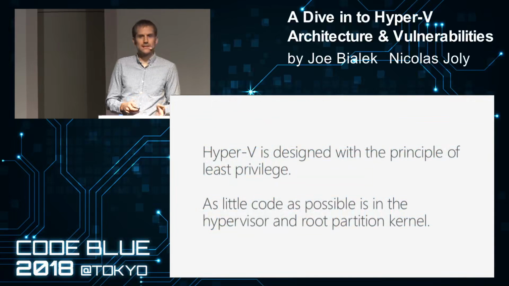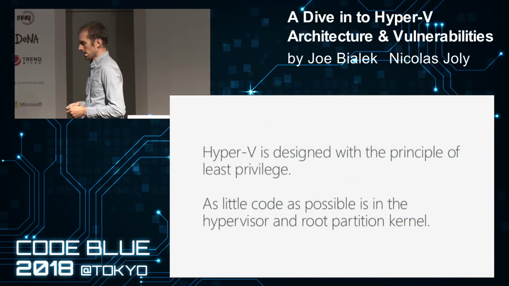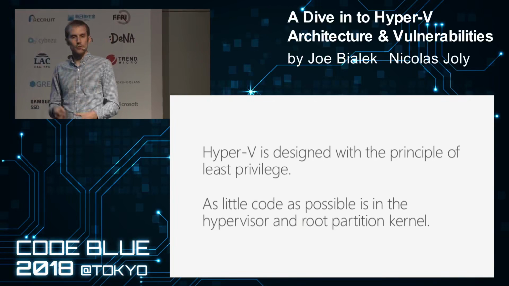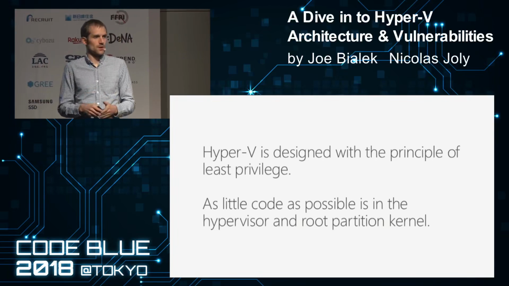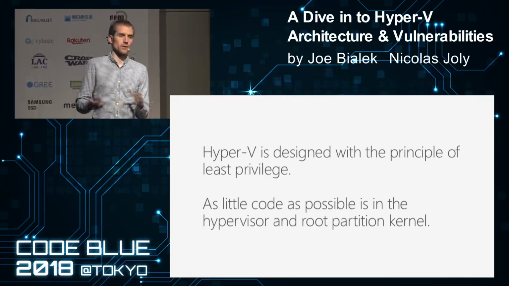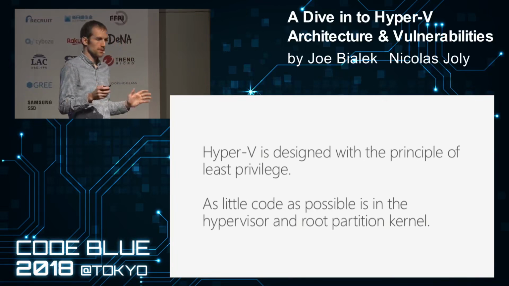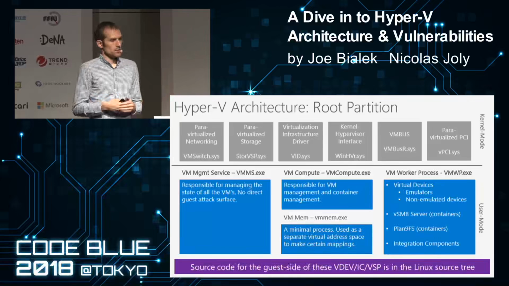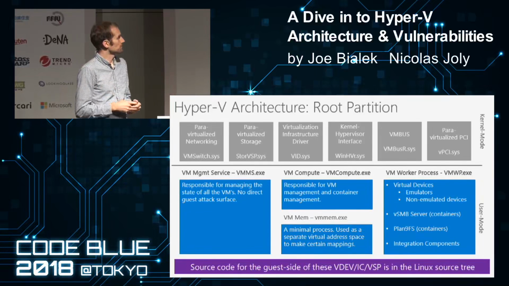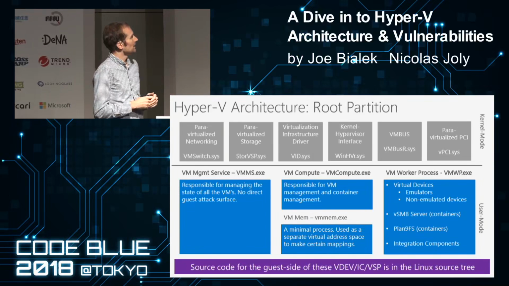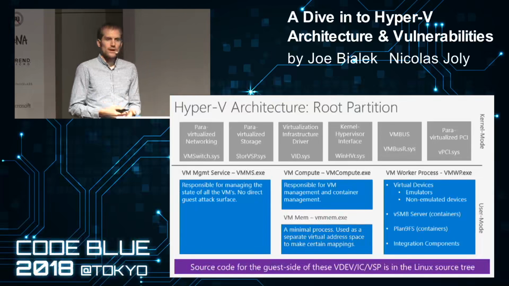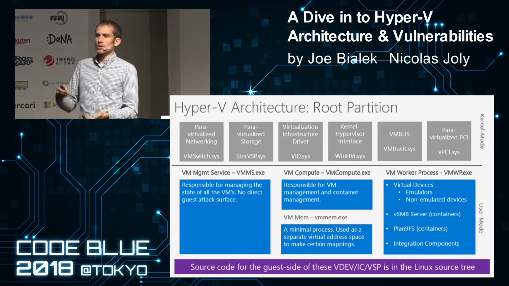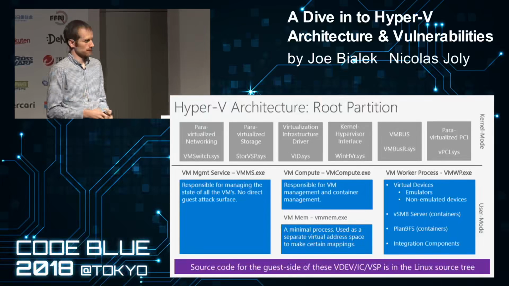Now, Hyper-V really is designed with the principle of least privilege in mind. Whenever possible, we try to put new code inside of user mode processes on the host. We don't like adding new code to the kernel or to the hypervisor. It's not always possible, but that's always our intent. And so if we look at where all of these different components live, which I personally think is really interesting, you can see at the top here, we have a number of things that do live in the kernel. So networking and storage, for example, the paravirtualized networking and storage components, those are in the kernel because they need to go real fast. So they just have to be in the kernel.